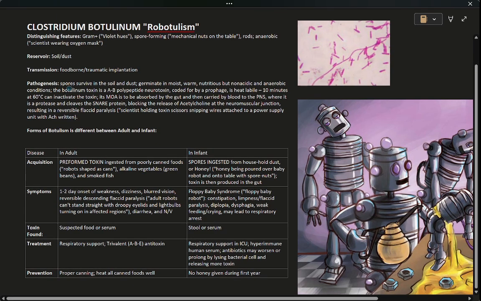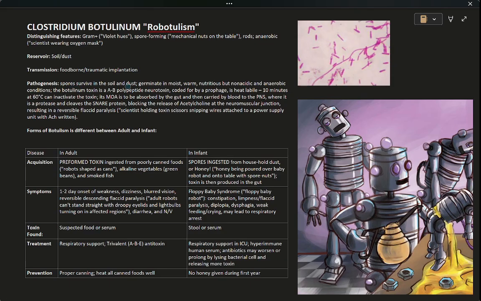For pathogenesis, the botulinum spores survive in the soil and the dust. They will then germinate in moist, warm, nutritious, but non-acidic and anaerobic conditions. The botulinum toxin is an AB polypeptide neurotoxin. It is coded for by a prophage, and it is heat labile. Ten minutes at 60 degrees Celsius can inactivate the toxin.